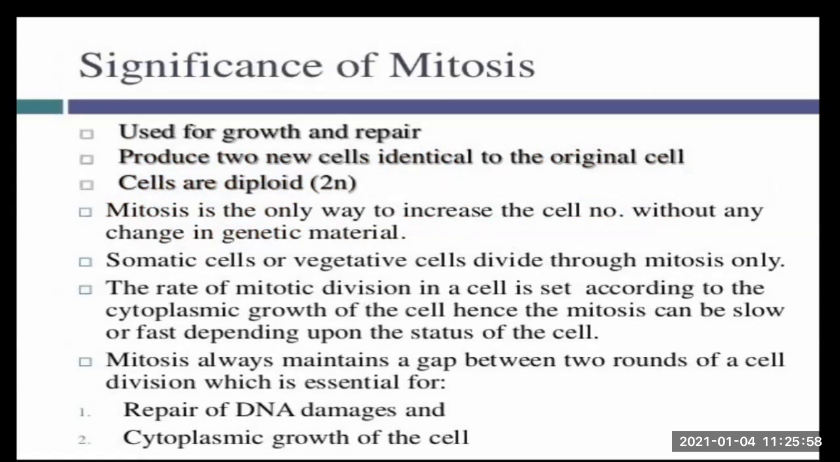These are some of the significance of mitosis. They are used for growth and repair. They produce new cells which are identical to the original cells. Okay, so these things we have already seen, as well as it helps in the repair, like repair of DNA damage, then cytoplasmic growth of the cells, then somatic cells or vegetative cells divide through this mitosis. It is growth, development and repair. So that is in general the significance of mitosis.